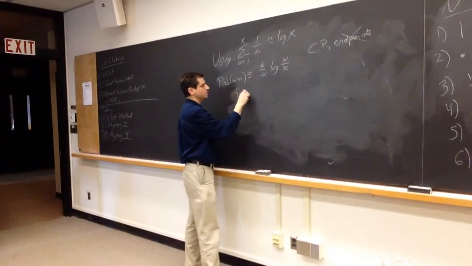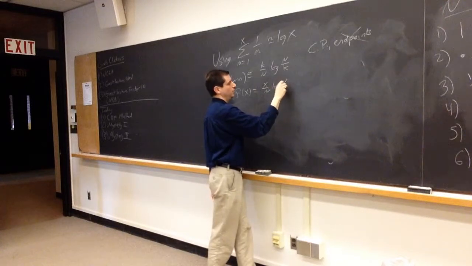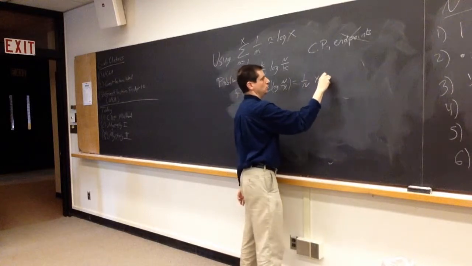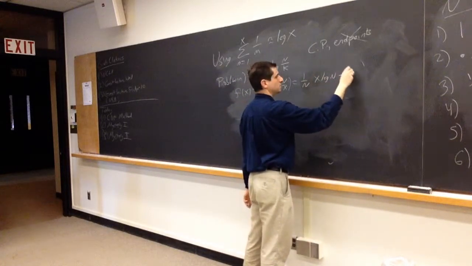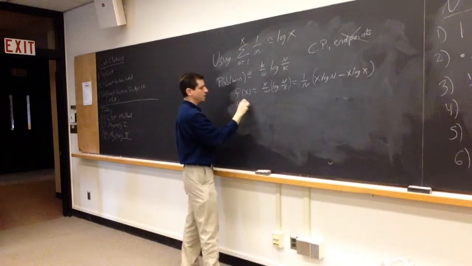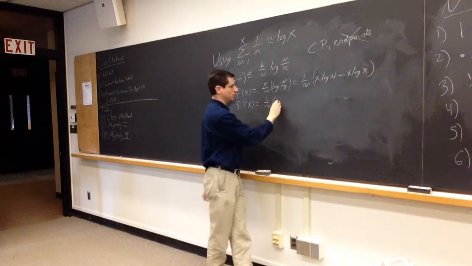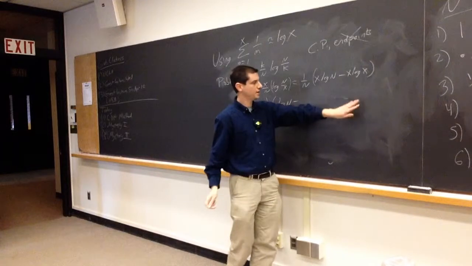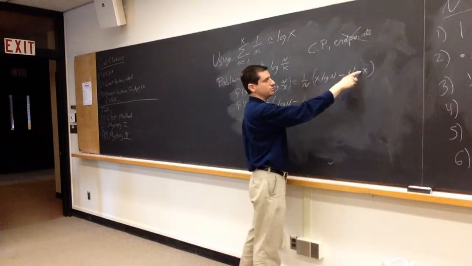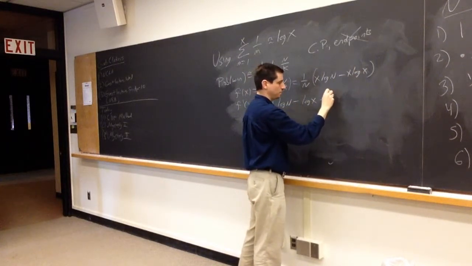So let f of x be x over n log of n over x. So it's 1 over n times x log n minus x log x. If we take the derivative, we get f prime of x is 1 over n, the n doesn't really matter. The derivative of x log n is just log of n. Now we take the derivative of x log x, product rule, we get log of x, and then the derivative of log of x gives 1 over x. So we get minus x times 1 over x, which is 1.